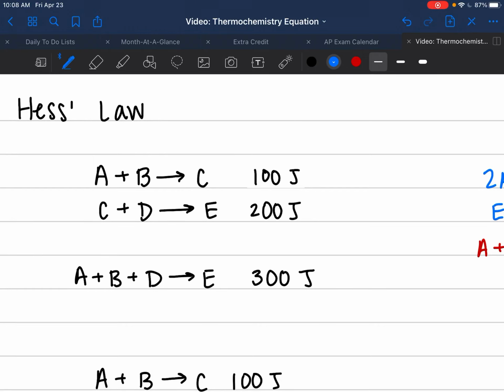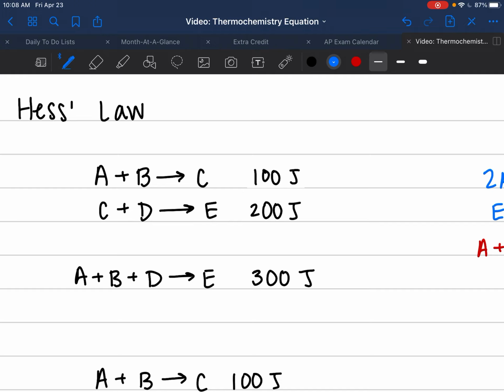In this video, we're going to take what we've learned about enthalpy and about our enthalpy reactions and combine them into something new using something called Hess's Law. For this, let's say we have an equation represented here by this A plus B, which is yielding the letter C. If we have that reaction, notice that we have 100 joules of thermal energy or heat. If we have another reaction that is C plus D, which yields E, we get 200 joules for our enthalpy.